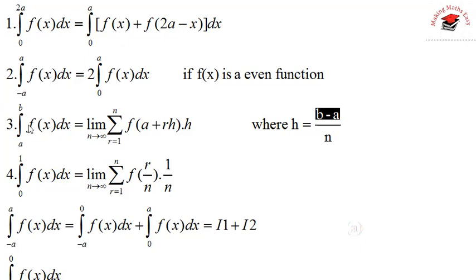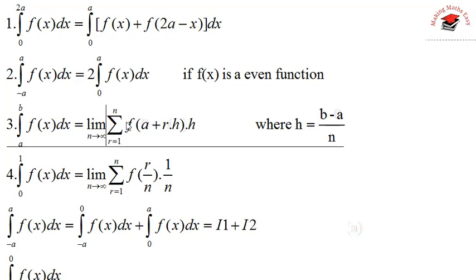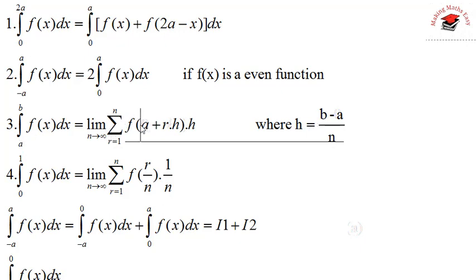So the integral from a to b of f of x dx is equal to the limit as n tends to infinity of the summation from r equal to 1 to n of f of a plus rh multiplied by h, where h denotes the average, which is expressed as b minus a divided by n. Okay, so we can express this formula as the sum of limits that ranges from a to b. The summation symbol is given here, and the function is f of a plus rh multiplied by h, and h is found by b minus a divided by n, where n is the number of samples.